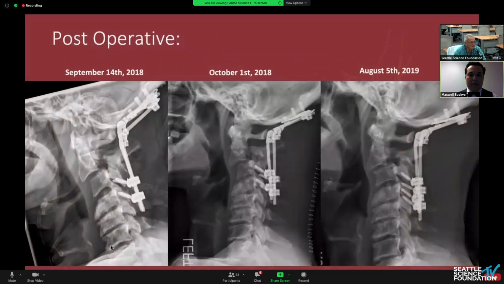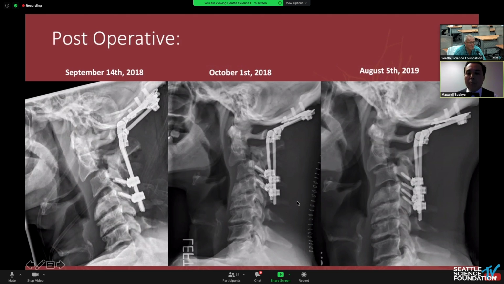So these are the images after surgery. The image on the left shows an occipital C4 construct. There's worse translation of the C2 vertebral body on C3, and there's questionable purchase of the lateral masses of the screws at C3. And then 2 weeks later, we can see the construct with the image in the center.